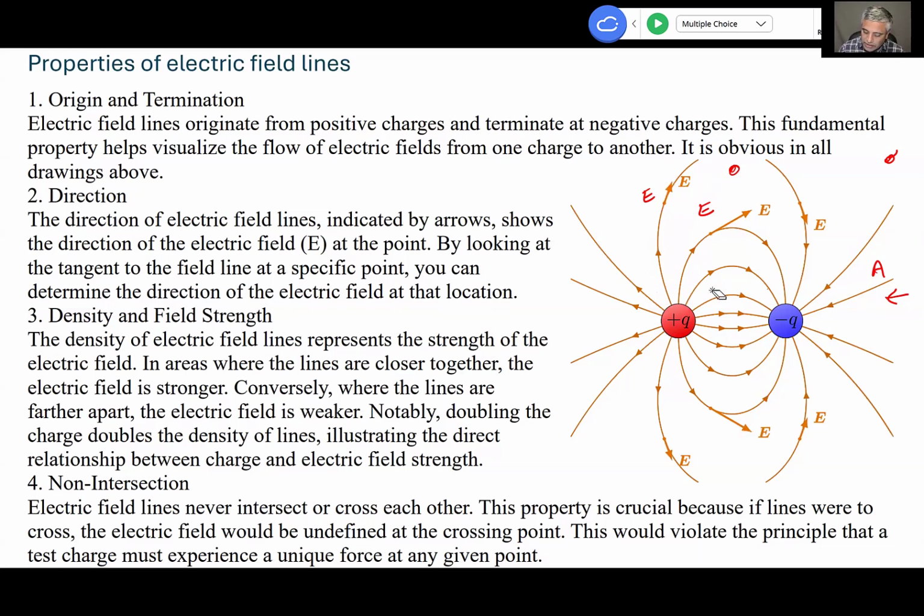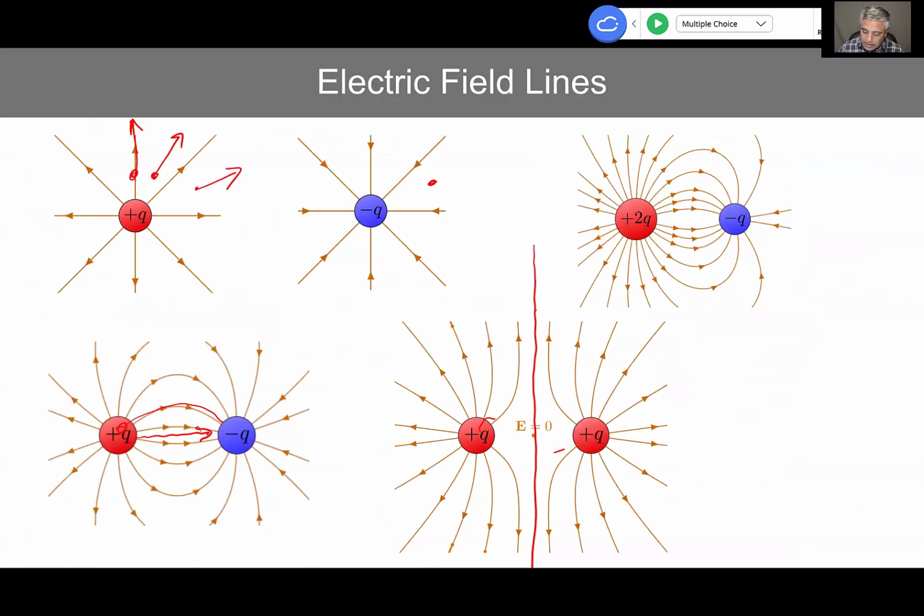As you can see, in the many lines we drew here, and even in the previous slides, although there were so many coming out, they were not intersecting, they're not crossing each other. Neither there nor there, right? So that is another property.